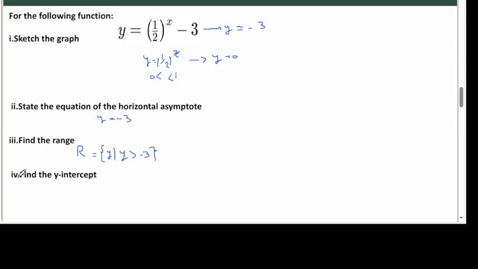And the last part asks find the y-intercept. For y-intercept, I put my input 0. So x equals 0. I will get my y-intercept. Then y would be 1/2 to the power of 0 gives me 1. So 1 minus 3, which is -2. Let's use technology to graph this function and show all of this part on the graph.